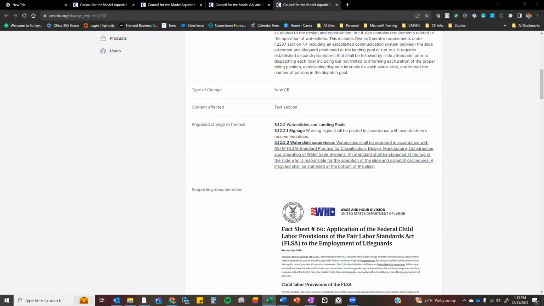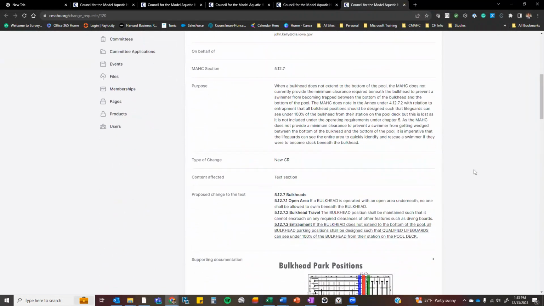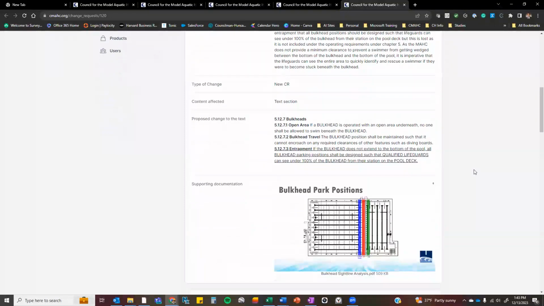Okay. Next one is U2. This is about bulkhead sightlines, 5.12.7. Do you want to discuss? Yeah, sure. They're referencing me or my team in this one. Love it. 5.12.7. Let me open that one up. Yeah, again, so as Miklos mentioned, I gotta find it in my notes. There it is. So there already is a section 5.12.7 that addresses bulkheads.